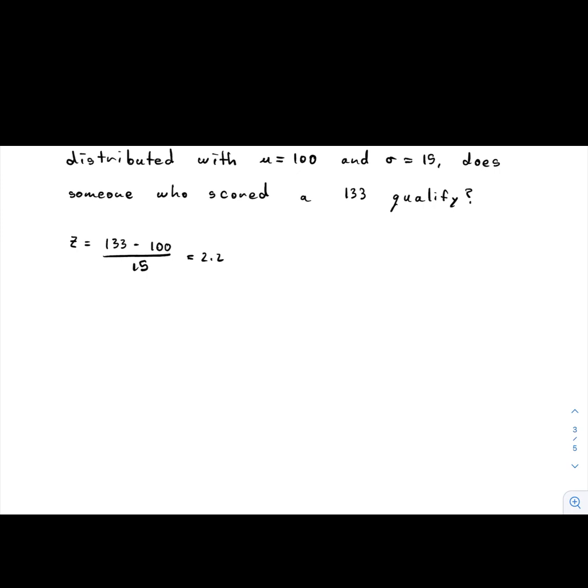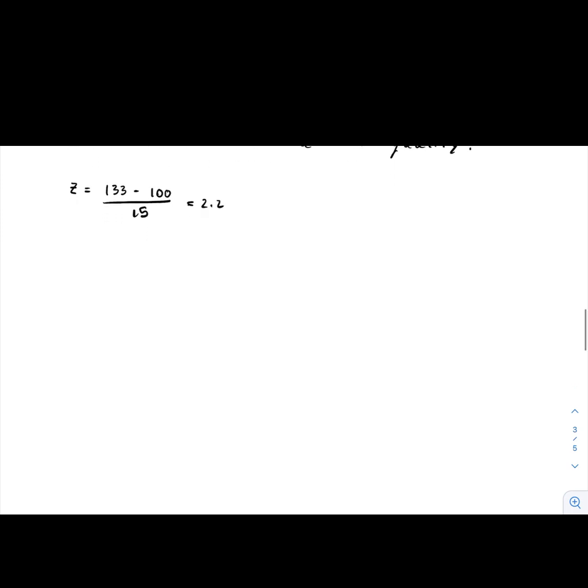And now we can formulate this question in terms of the following. What is the probability that z is greater than 2.2? And using a software tool, this turns out to be just about 0.014, meaning that this person scored in the top 1.4% of people, and they would qualify for Mensa.